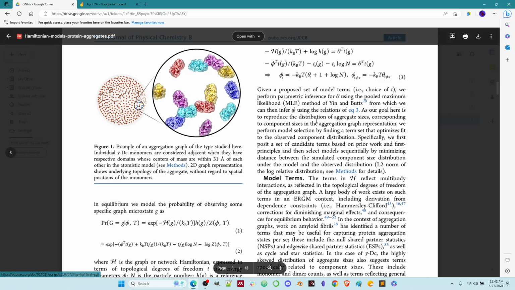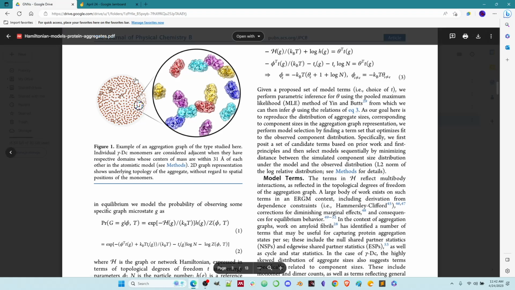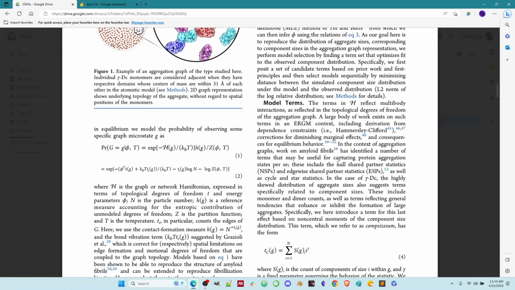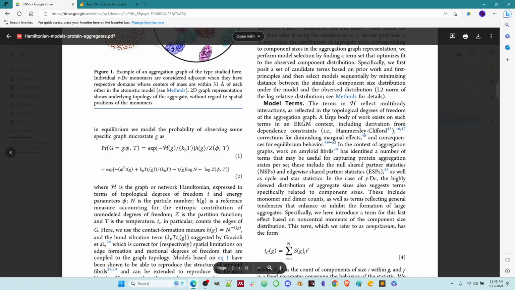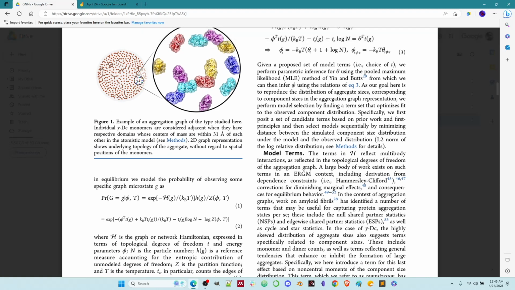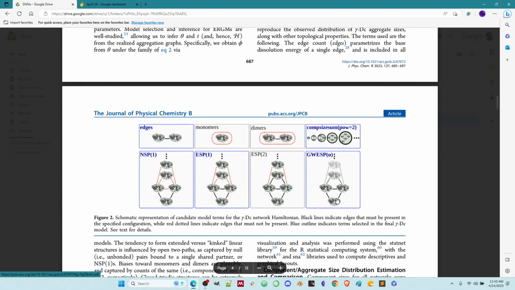They're trying to find these components of different sizes. Maybe they'll find a giant component if it spans the entire network. But that's what they're getting at. They're using Hamiltonians. The terms in H reflect multi-body interactions, which are reflected in the topological degrees of freedom of the aggregation graph. So yeah, and I guess people have used this before in different contexts.